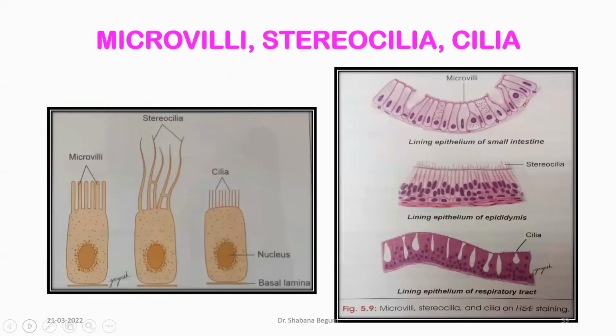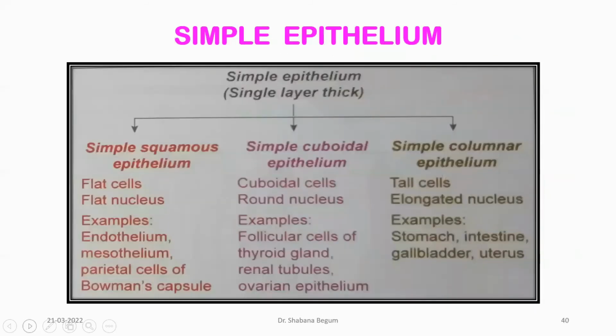So this is a picture showing the different modifications. This is a microvilli, which is present in the small intestine. This is the stereocilia, which is present in the epididymis. And this is the cilia, which is present in the respiratory tract. So this slide is showing the three different types of simple epithelium: simple squamous variety, simple cuboidal variety, and the simple columnar variety, with the examples and the type of nucleus we see.